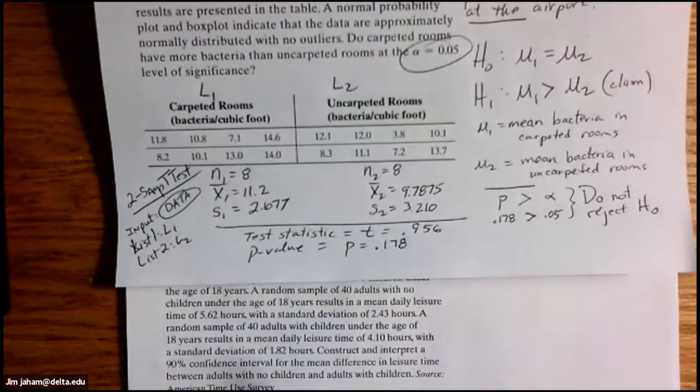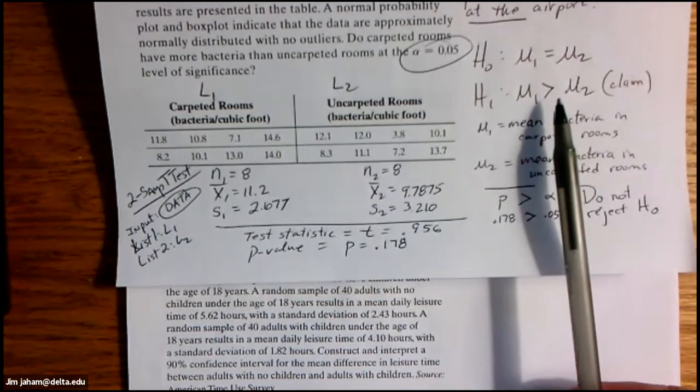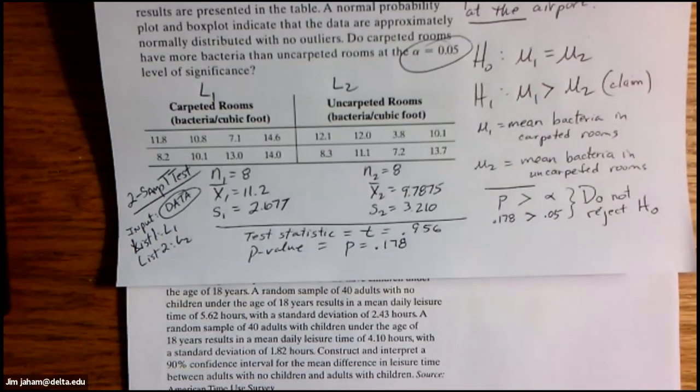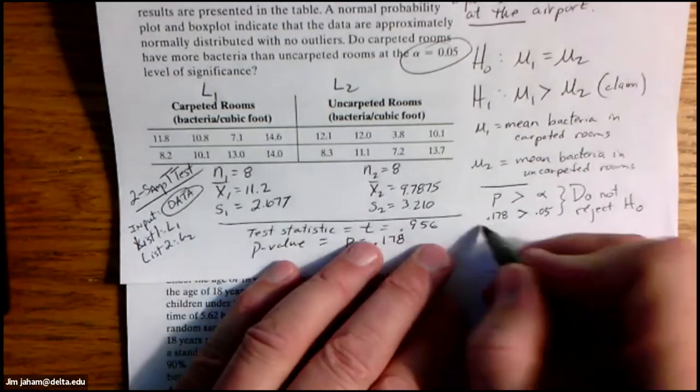All right, so since we can't reject the null hypothesis, we can't show support for the claim. So that's how we'll write it up. And the claim is that carpeted rooms have more bacteria than non-carpeted rooms. Didn't appear to be the case this time. I guess they keep those hospitals pretty clean no matter what they have on the flooring.